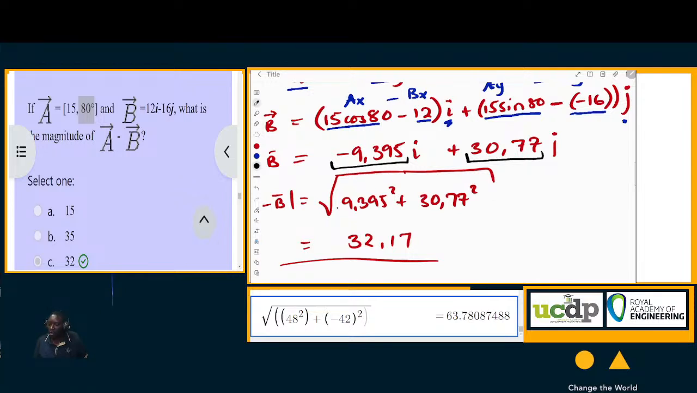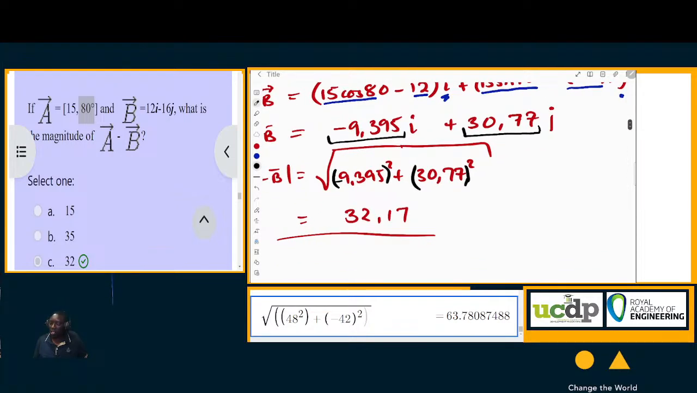Then you take the magnitude by squaring and adding the squares. So it's minus 9.395 squared, which gives you a positive, plus 30.77 squared. Once you add the squares, you take the root, and that should give you 32.17. I hope that's clear now, Zwelihle. If you still don't understand anything, you just tell us where you are missing it, then we'll try and see how we can help you.